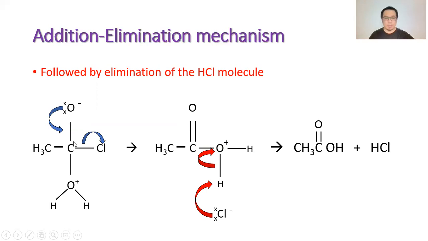So the elimination part of the reaction will allow you to form back the C double bond O. At the same time, you have to break off the C to Cl bond. And the chloride ion that is released will withdraw the hydrogen from the nucleophile that was used earlier in order for you to produce the final product, which is the carboxylic acid. The small molecule that is released here through the elimination reaction is hydrogen chloride. So the hydrogen chloride is going to be removed as a gas. Okay, so this is the reaction with the water.